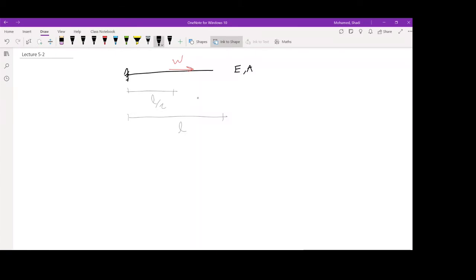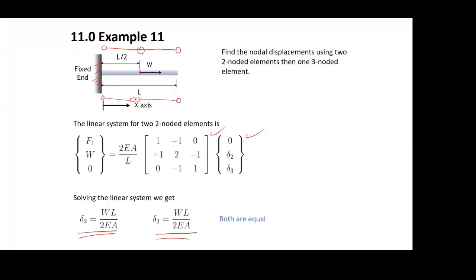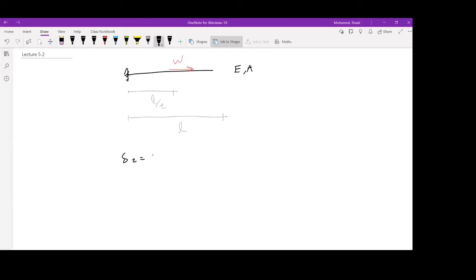We solve this using two two-noded elements. We have delta 2 to be, I just copy the answer, WL/2EA, and then delta 3 is WL/2EA. Now, if you look into that, this is two-noded, and then we have one three-noded.